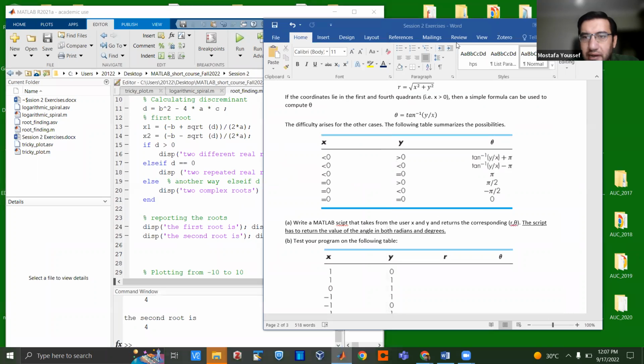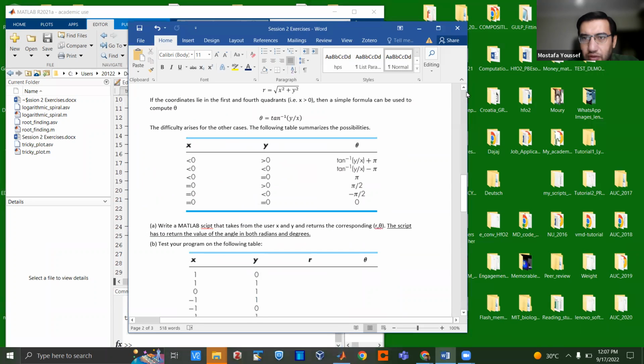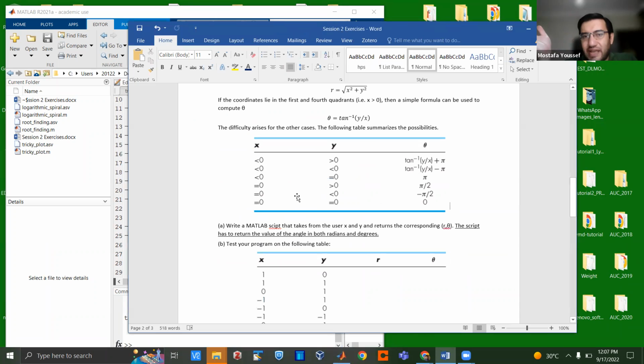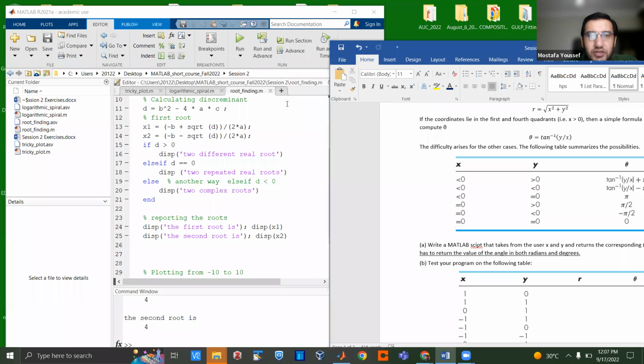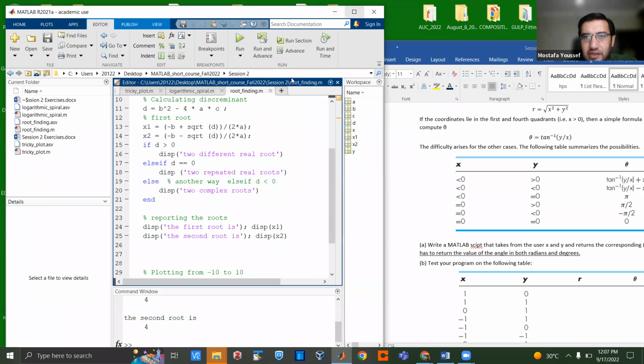There was only one major issue with a couple of you, which is that this table does not include all the cases. These are some specific cases. For example, when x is greater than 0 and y is greater than 0, this does not belong to this table. In that case, all you need is that theta is tan^-1 of y over x. So let's develop this script very quickly. It's not difficult at all.